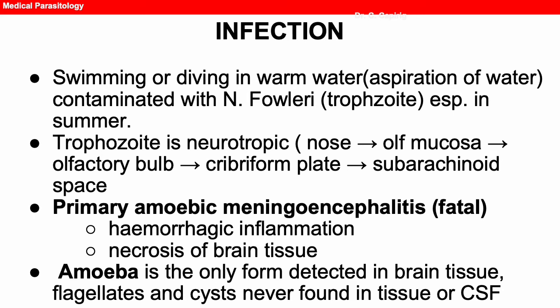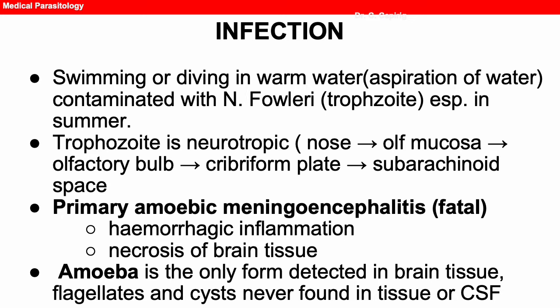So what happens during infection? The swimming or diving in warm water, such as aspiration of water contaminated with Naegleria fowleri trophozoite, causes now the invasion of the trophozoite through our central nervous system. So the trophozoite is neurotropic, meaning they like the central nervous system, they like nerves. So what happens during this infection is that once water infected with trophozoites of Naegleria fowleri enters the nose, it enters the olfactory mucosa and the olfactory bulb.